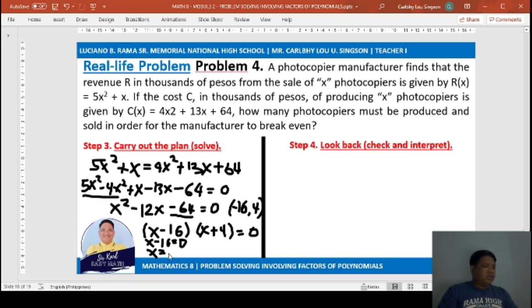Remember that x is our number of photocopiers that must be produced and sold. Here, x plus 4 equals 0, then x would be equal to negative 4. Since this is negative, we will disregard it because we are looking for the number of photocopiers and it would not be a negative value. So we accept x equal to 16, which answers our problem: how many copiers must be produced and sold? That would be 16. But step 4, look back, check, and interpret. Let us check if it satisfies the formulas given in our problem.